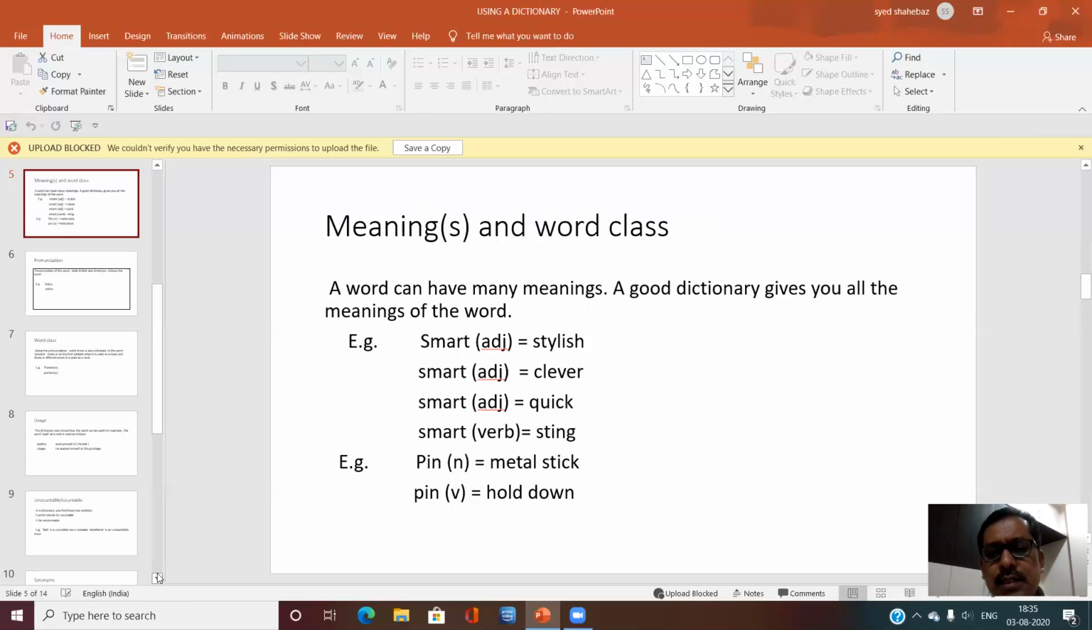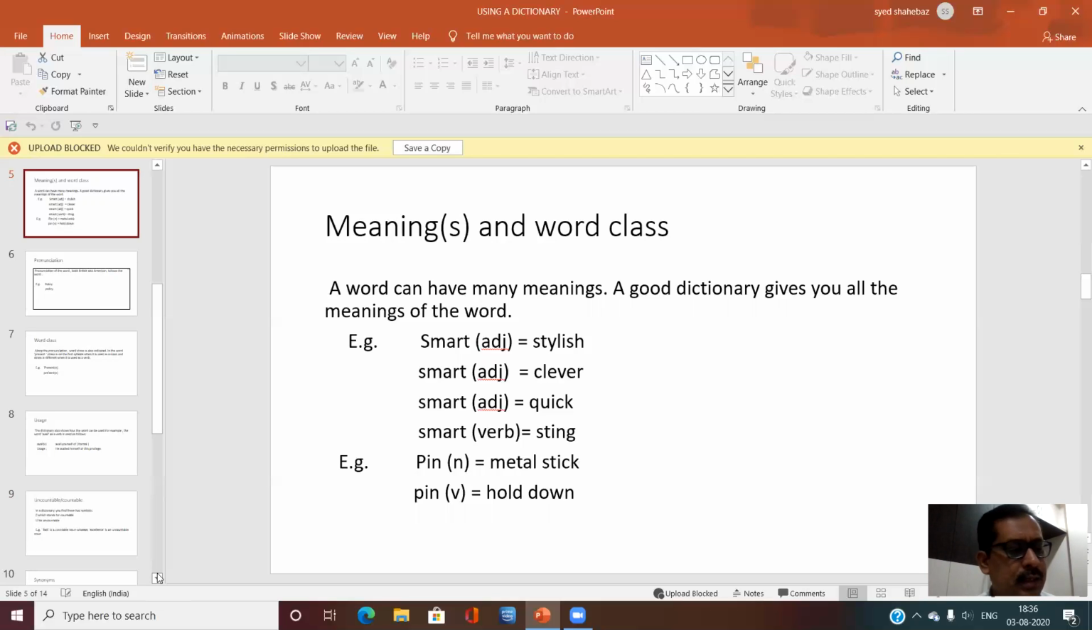Smart is an adjective. One meaning is stylish. The second meaning is clever. The third meaning is quick. The fourth meaning is smart, as in a stinging pain. So we have different meanings. This word smart can have at least four meanings.